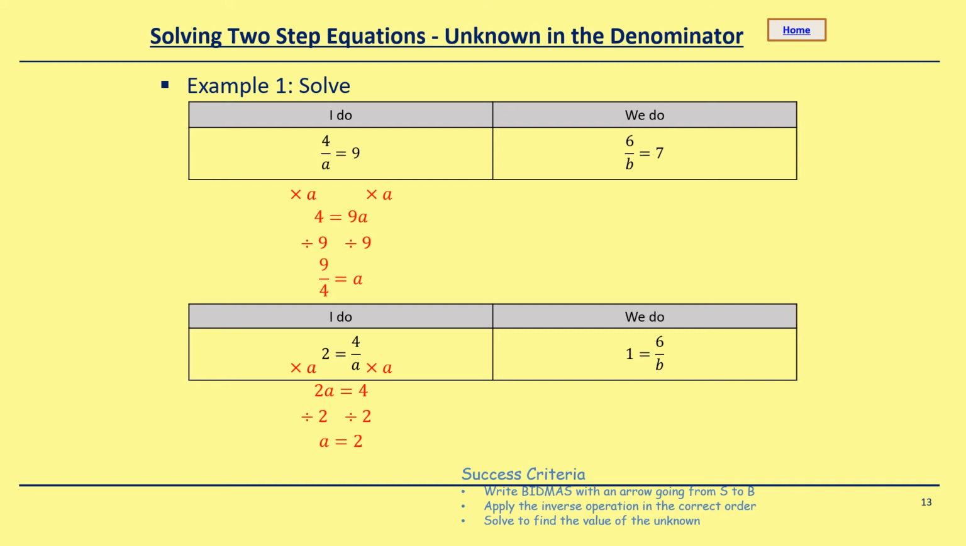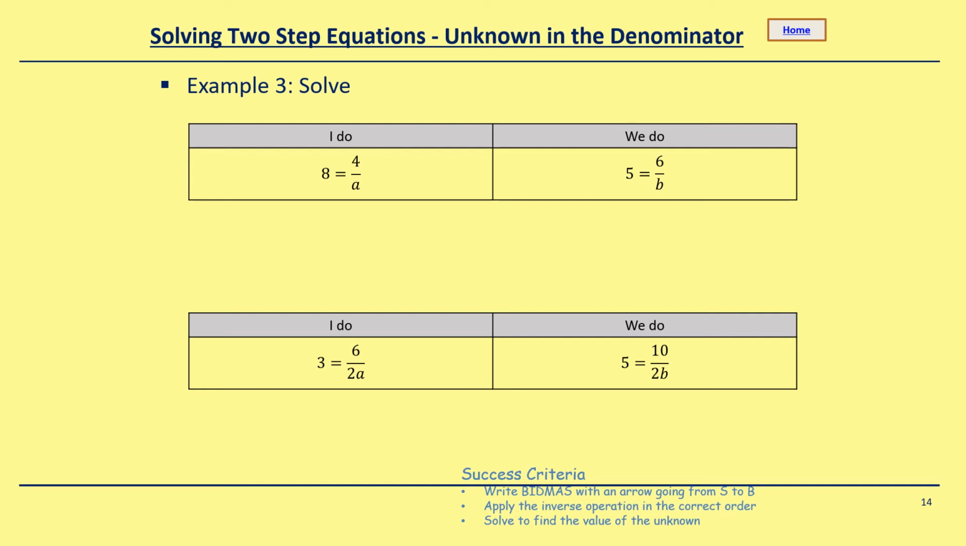Okay, ready for answers? Multiply by b. 7b equals 6. Divide by 7. b equals 6 over 7. Again, multiply by b. That gives you a straightforward b equals 6. And if you think about it, if you substitute b equals 6, 6 divided by 6 is 1.